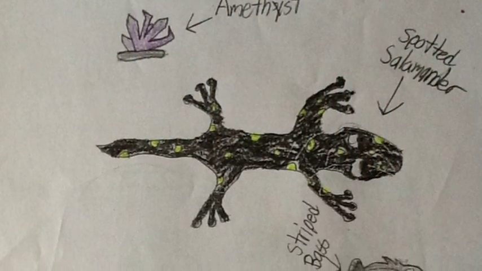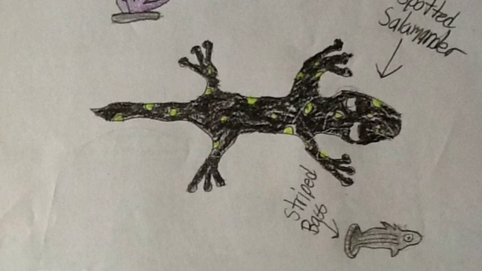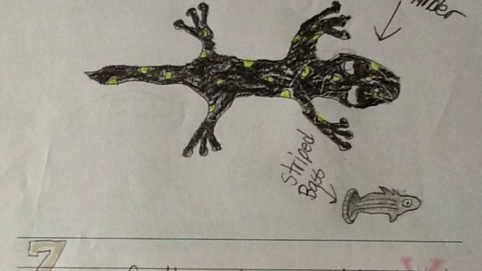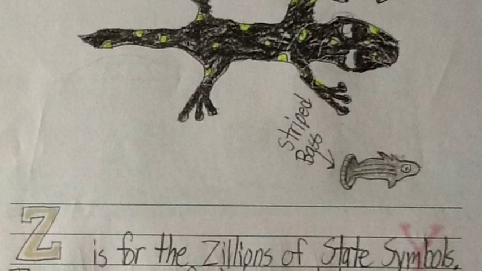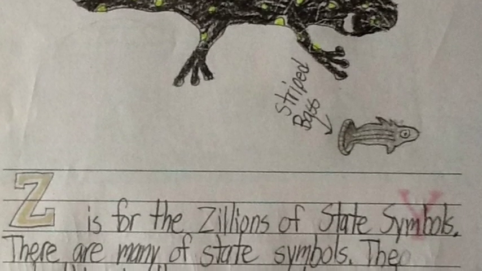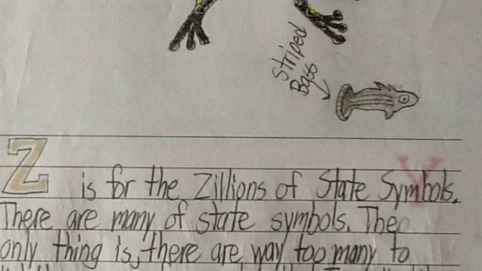Z is for the zillions of state symbols. There are many state symbols. The only thing is there are way too many to list. Here are a few state symbols that I really like. One is the spotted salamander, the state amphibian. Another is the striped bass, the state fish. The last one I'm going to tell you about is the state gemstone, the amethyst.